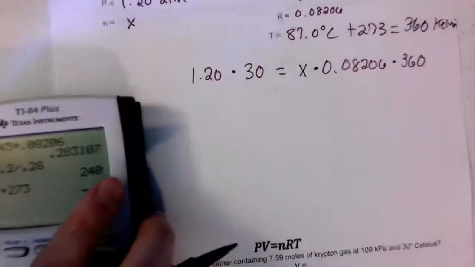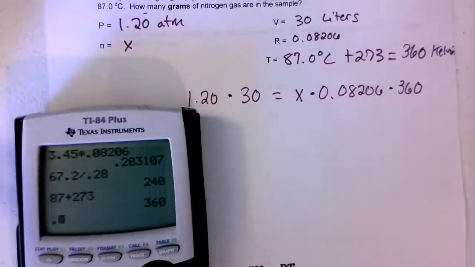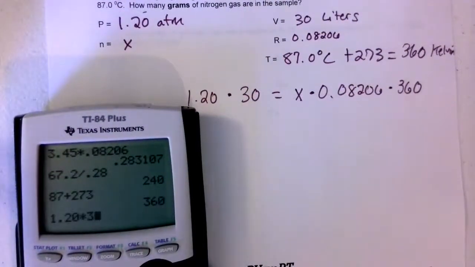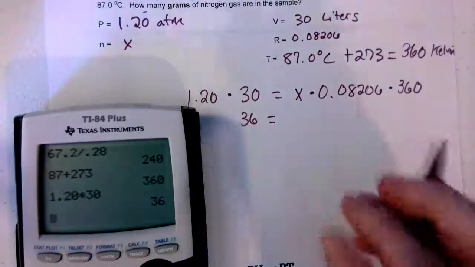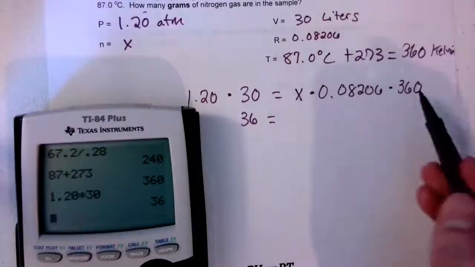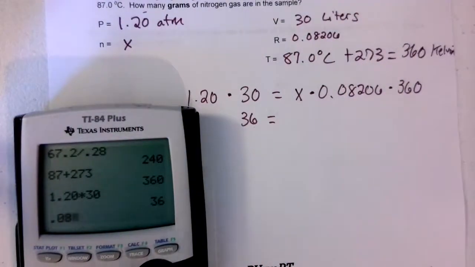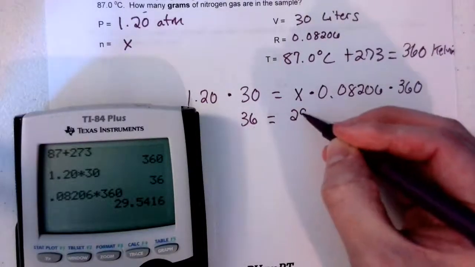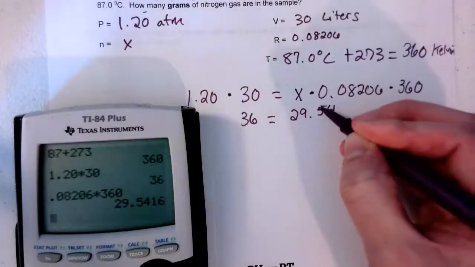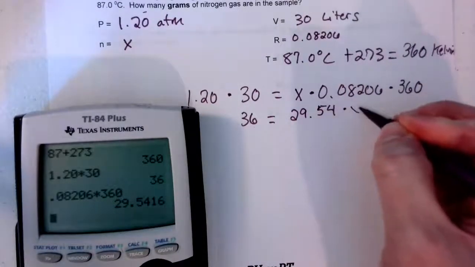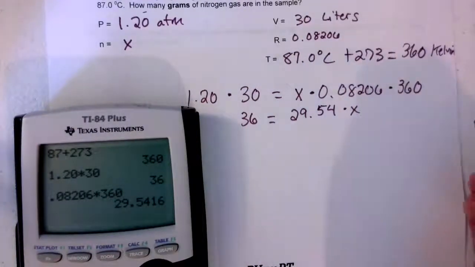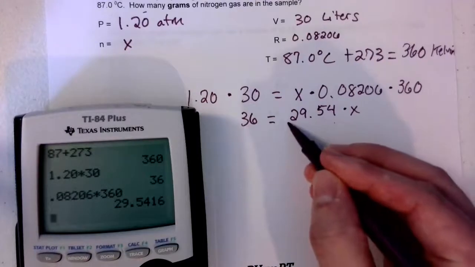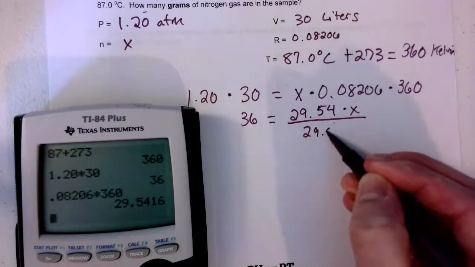Alright, so now in my calculator, I'm going to do 1.20 times 30. That is 36. And then on this side, I'm going to do these two numbers multiplied together times x. So 0.08206 times 360 equals 29.54, and I'm just rounding to two decimals. Times x. So now since this is multiplication, we're going to do the opposite of multiplication. We're going to do division. So we're going to divide both sides by whatever is with the x to get the x by itself.